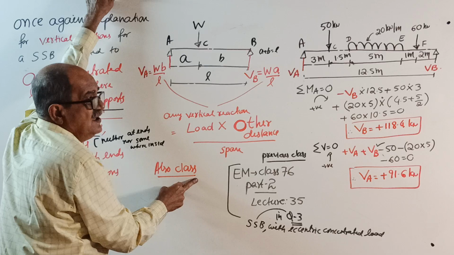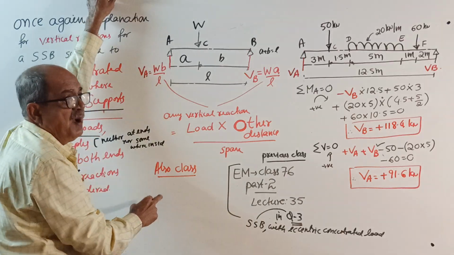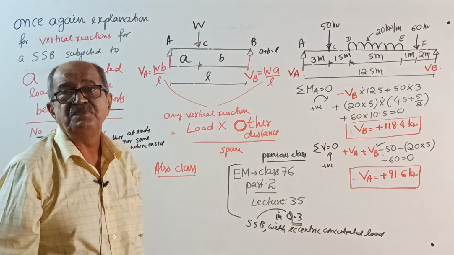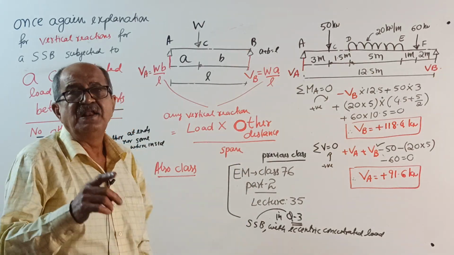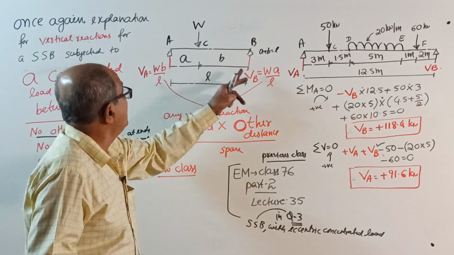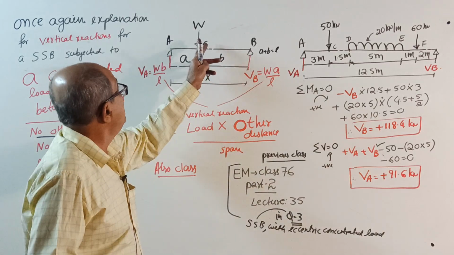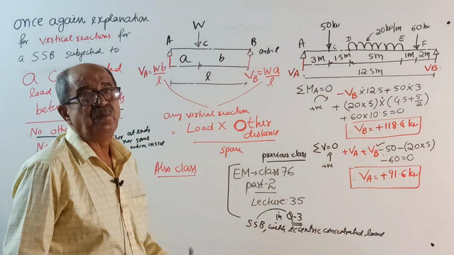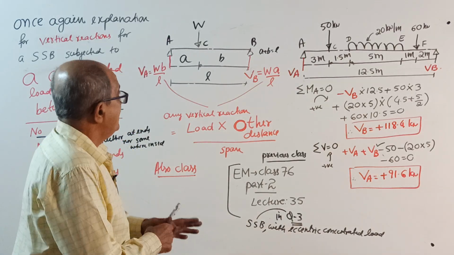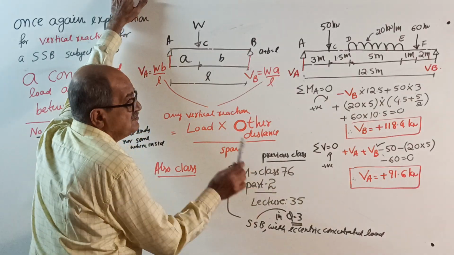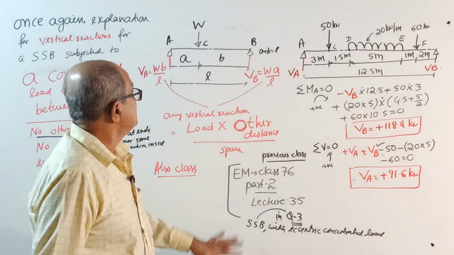Also, you cannot apply this for a propped cantilever or fixed beam or continuous beam because there are end couples. You should consider only vertical reaction due to a point load with both ends simply supported. If couples are there, we will see what to do later. Now, this is what you have done. Make a note. Sufficient now.